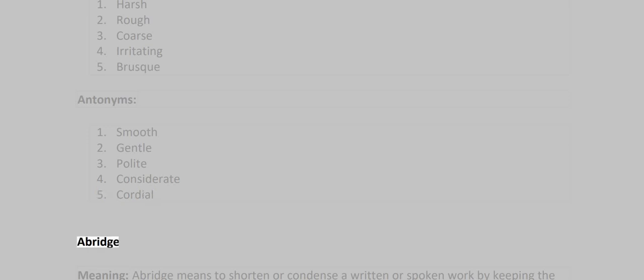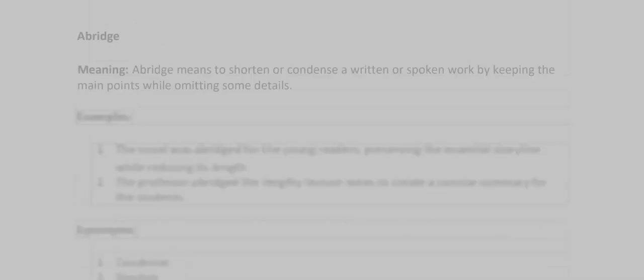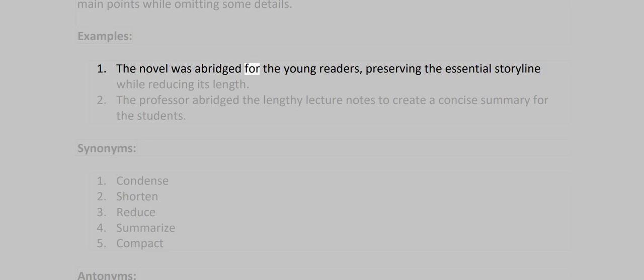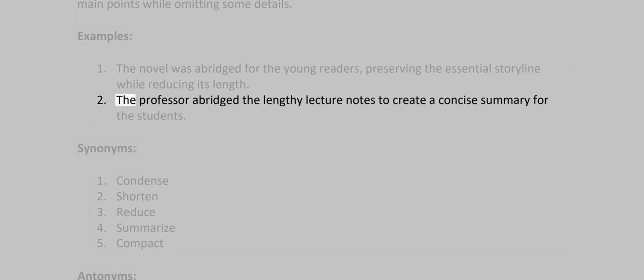Abridge. Meaning, abridge means to shorten or condense a written or spoken work by keeping the main points while omitting some details. Examples. 1. The novel was abridged for the young readers, preserving the essential storyline while reducing its length. 2. The professor abridged the lengthy lecture notes to create a concise summary for the students.